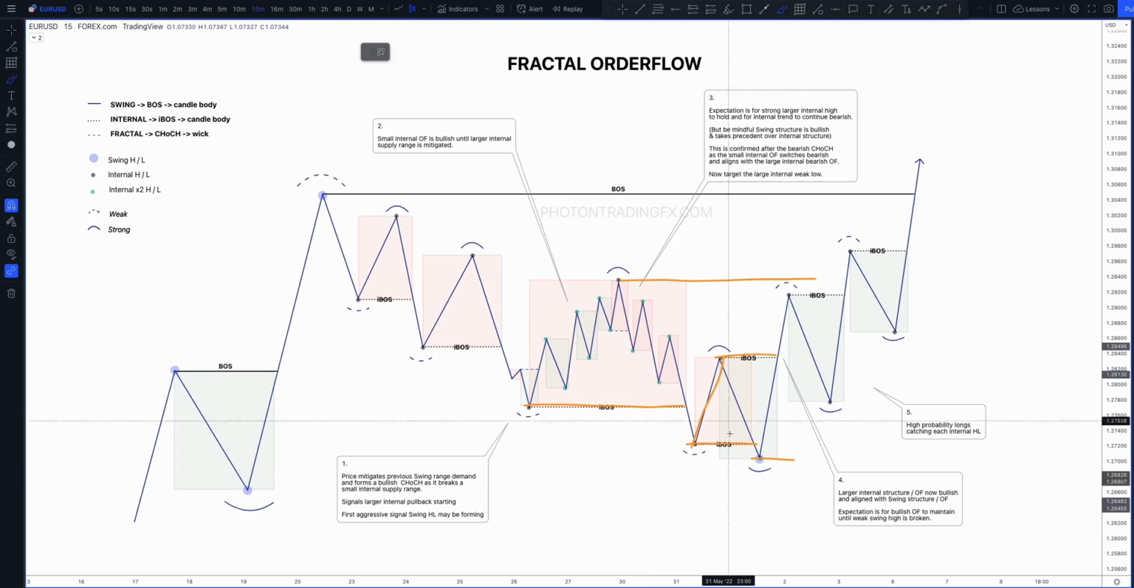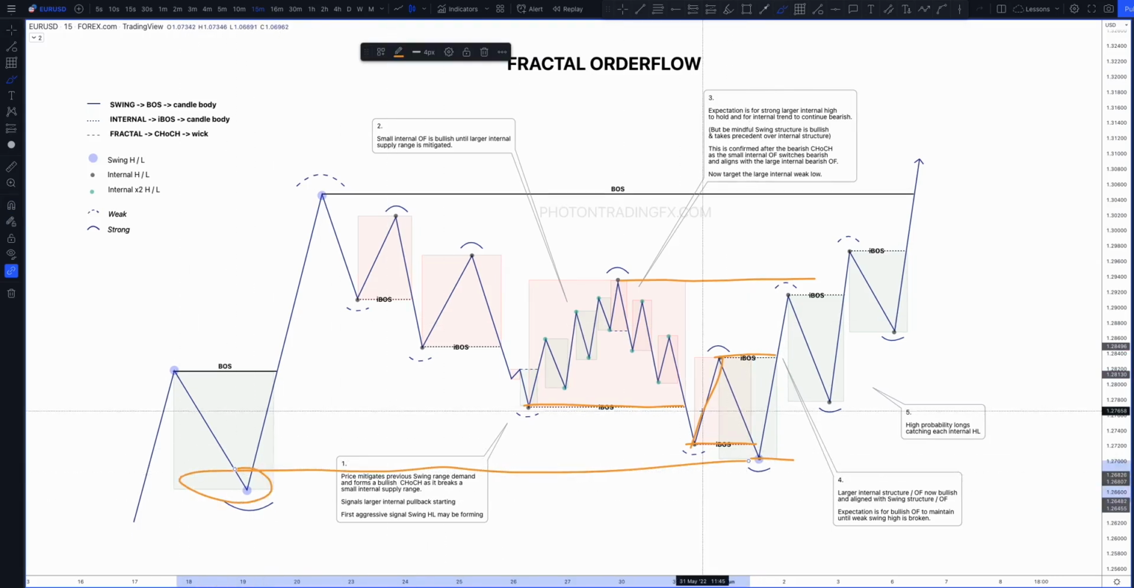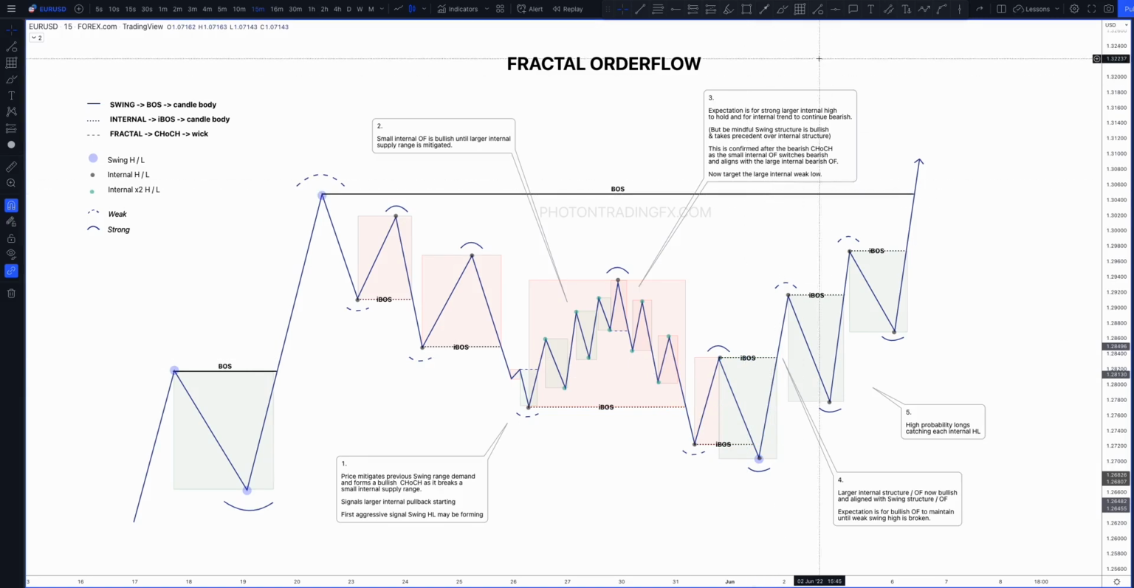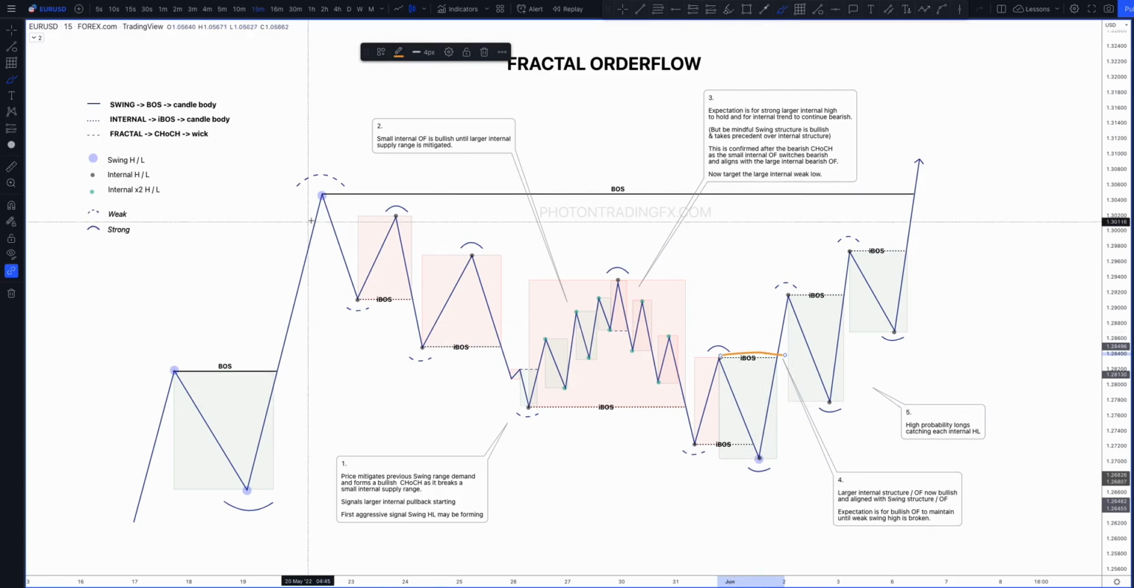But then what happens is we mitigate maybe some extreme demand within here, and then we get a bullish break of structure to the upside. So the internal structure, getting rid of all these lines, has now shifted bullish at this point here. This is where the larger internal structure has shifted bullish; the larger bearish order flow is now bullish. It's the exact same thing: where you get that internal break of structure is essentially where the order flow shifts.